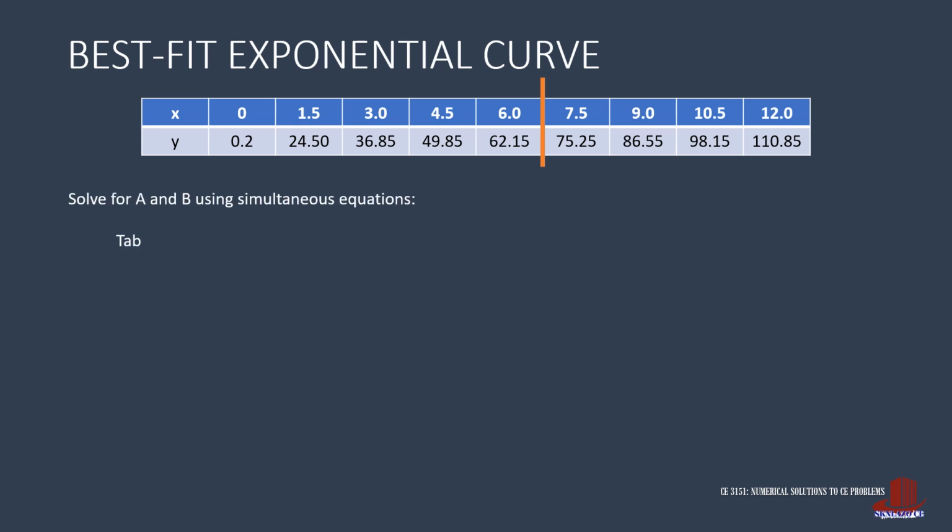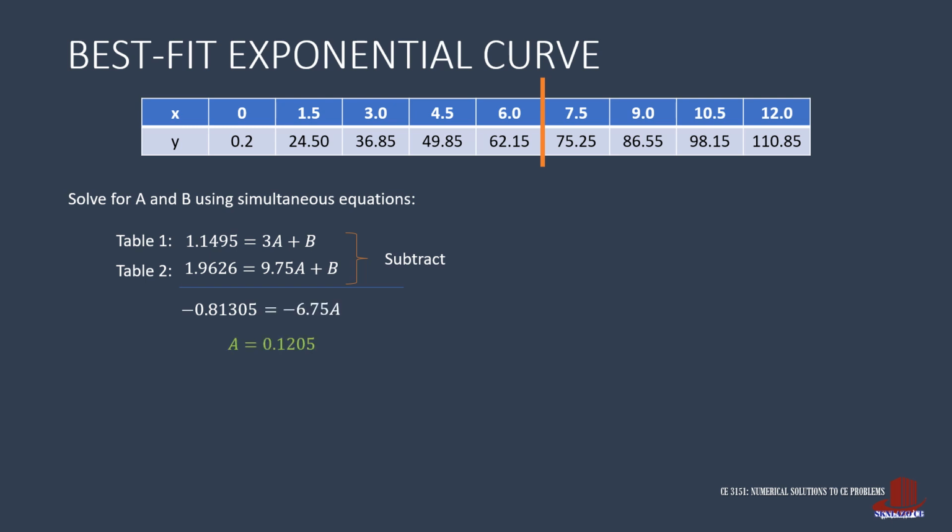Again, solve the two functions simultaneously. By subtracting them, we get negative 0.81305 as equated to negative 6.75a. So a is then determined as 0.1205. But then, the next is to transform this value into the a for the equation, and that is using the Euler's number raised to capital A, which is 0.1205. So a is 1.1281.